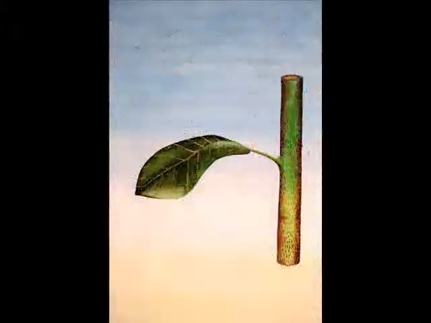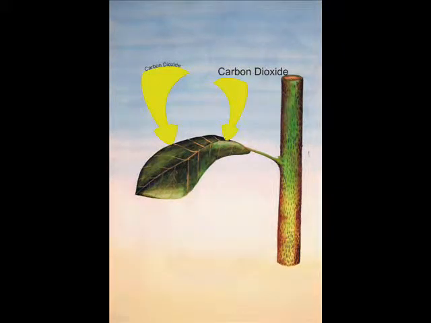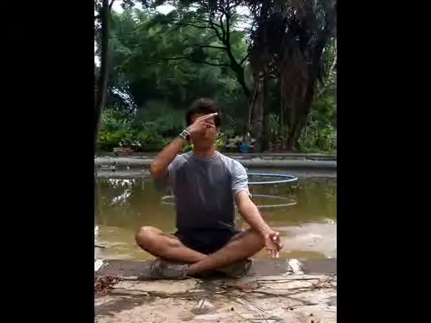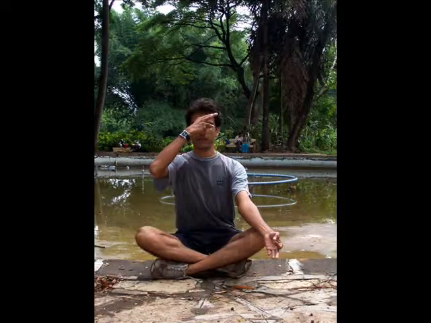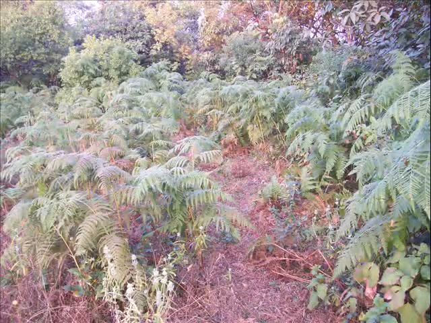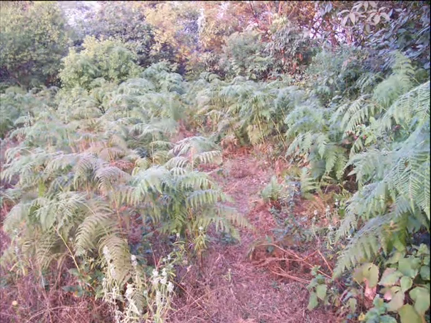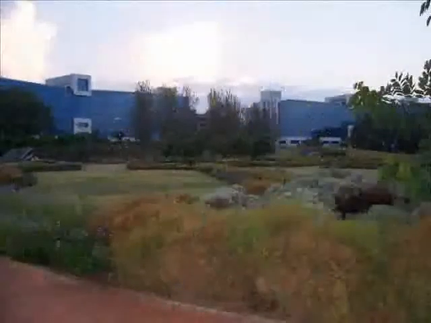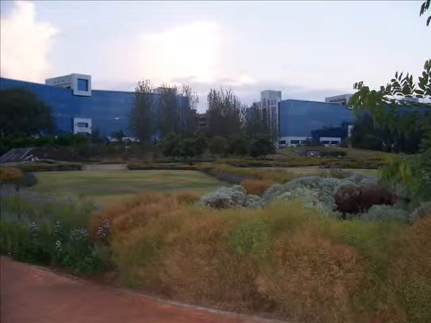In the process of photosynthesis, plants take in carbon dioxide and release oxygen, which is one of the most important gases which man needs for breathing and the proper functioning of metabolism. This oxygen released by plants and trees in particular plays an important role, especially in urban areas.